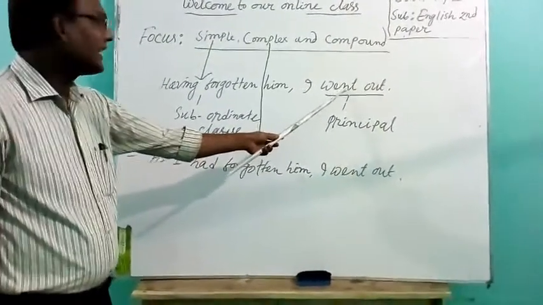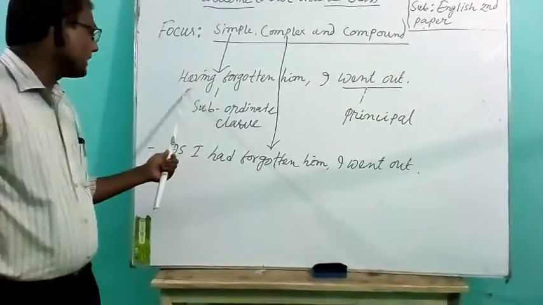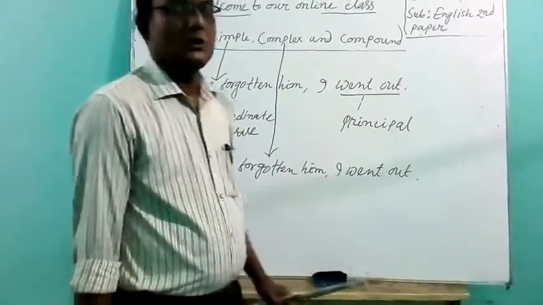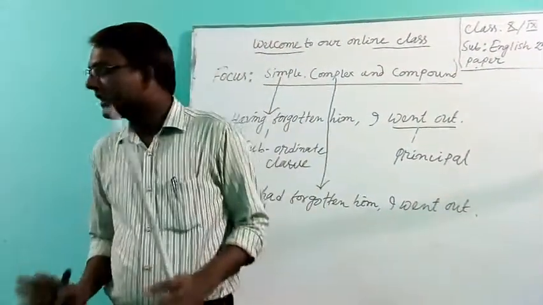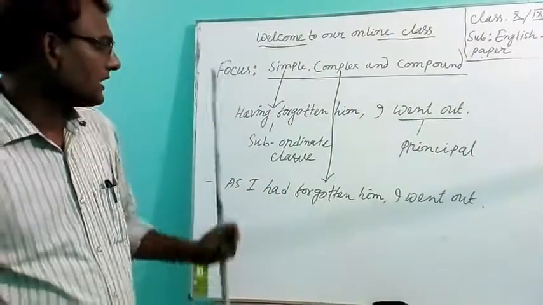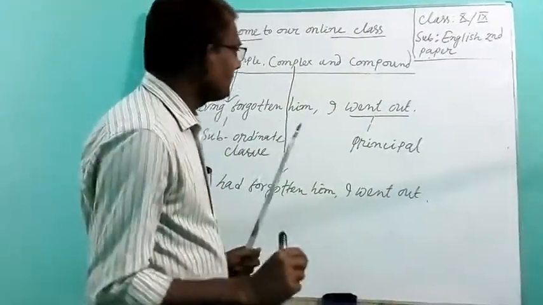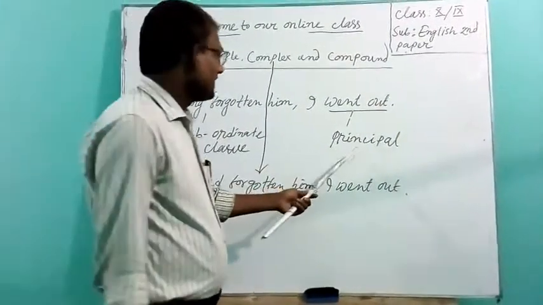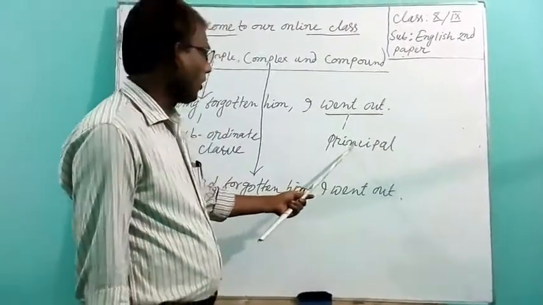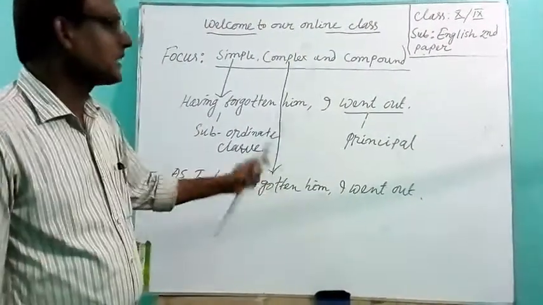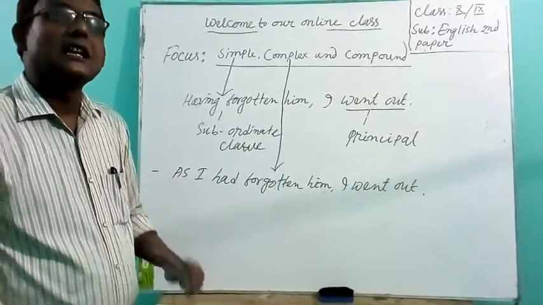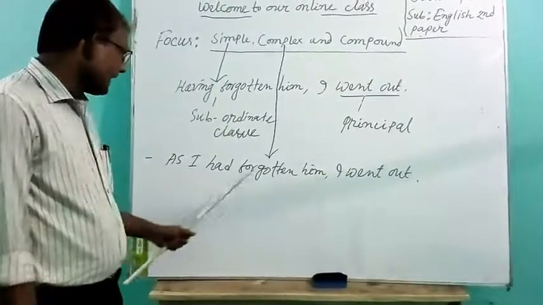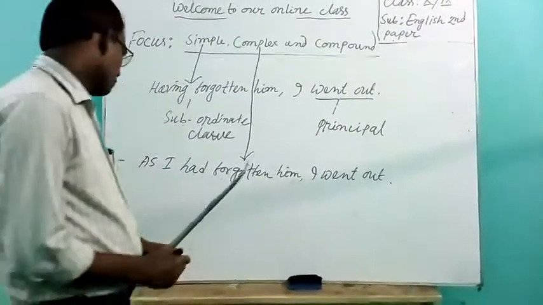The principal clause verb is past form. So: had forgotten him, I went out. Dear students, the principal clause makes sense because it has subject, verb and object. It is also called an independent clause. An independent clause expresses its meaning clearly to the audience, and the audience can understand it clearly at the same time. So, as I had forgotten him, I went out.